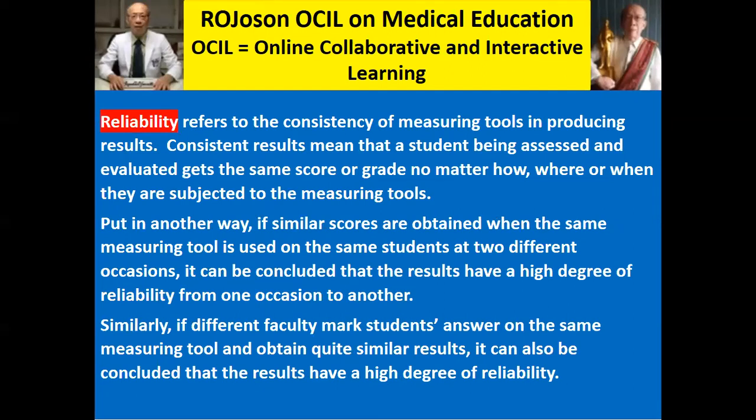Reliability refers to the consistency of measuring tools in producing results. Consistent results mean that the students being assessed get the same score or grade no matter how, where, and when they are subjected to the measuring tools. Put another way, if similar scores are obtained when the same measuring tool is used on the same students on different occasions, it can be concluded that the results have a high degree of reliability. Similarly, if different faculty mark students' answers on the same measuring tools and obtain quite similar results, it can also be concluded that the results have a high degree of reliability.